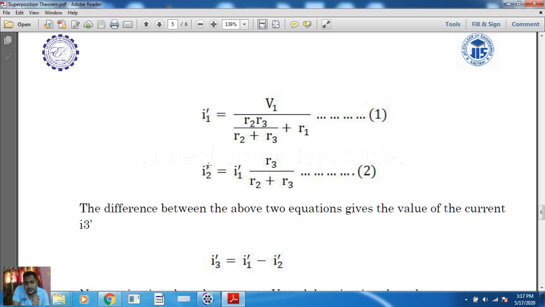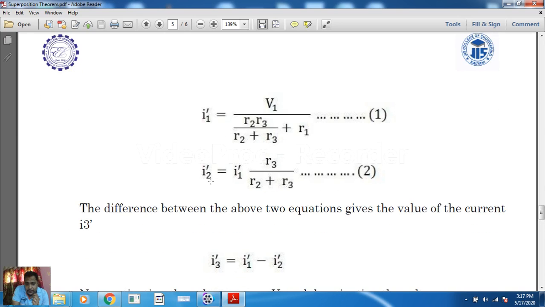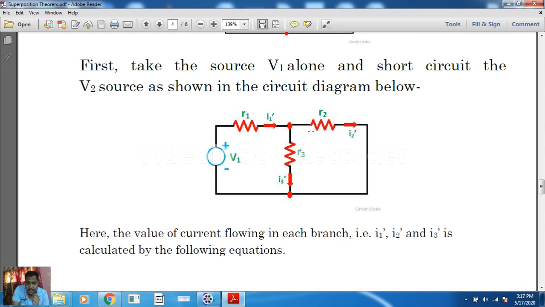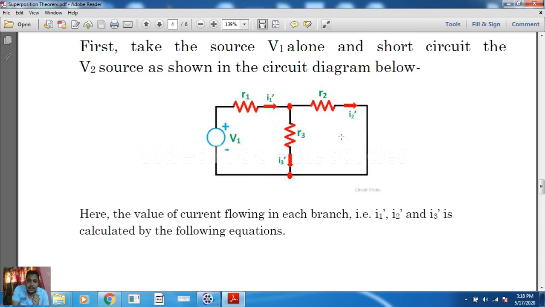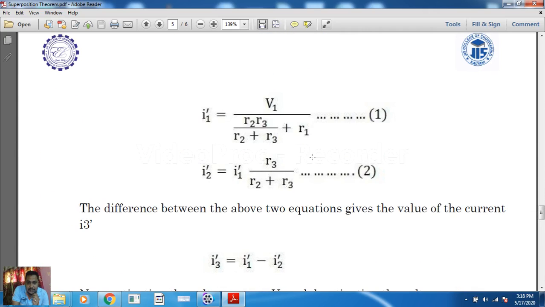So current division rule, first we find out I2 bar, that is equal to the main current or the source current I1 bar into, see here we want to find out the current passing through this I2 bar. I2 bar means, here in the picture, this current. Now if we want to find out this current, the current passing through the resistor R2, but when we are writing the equation, see what we have written, R3 over here by the summation of two parallel resistances, R2 plus R3. Okay, so this is the rule.